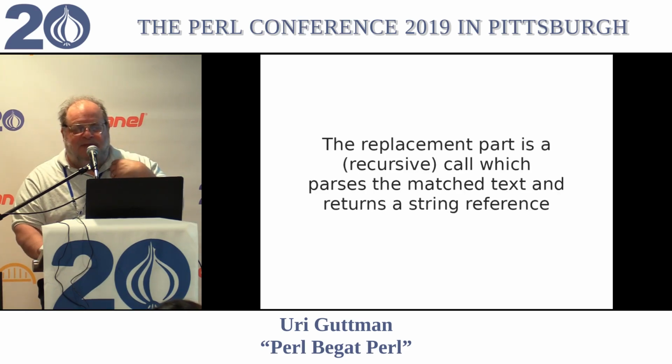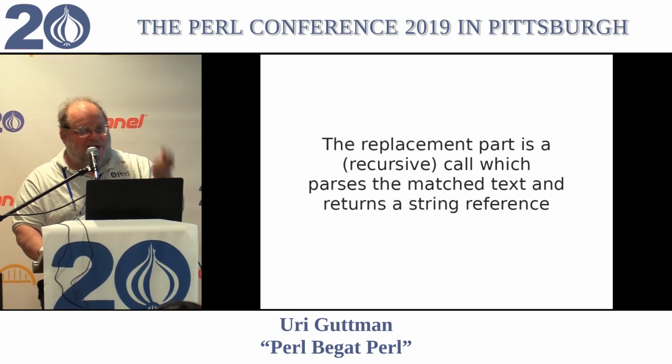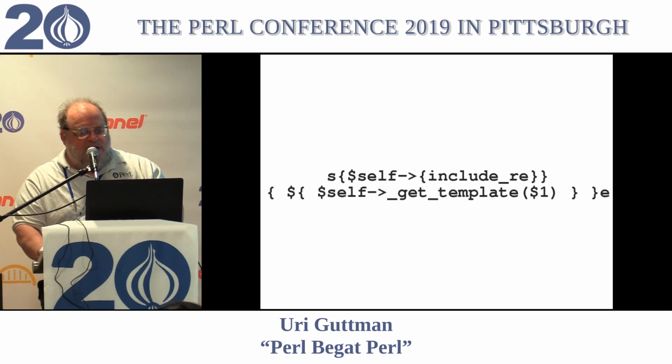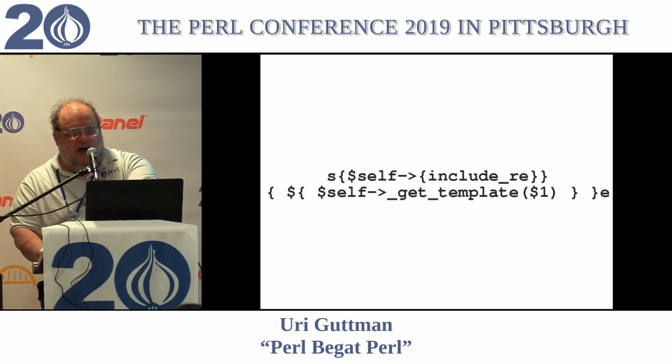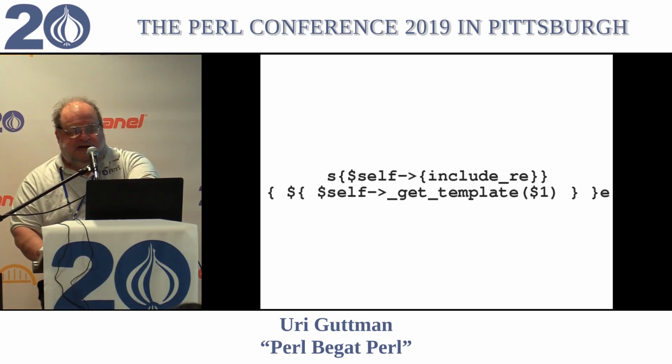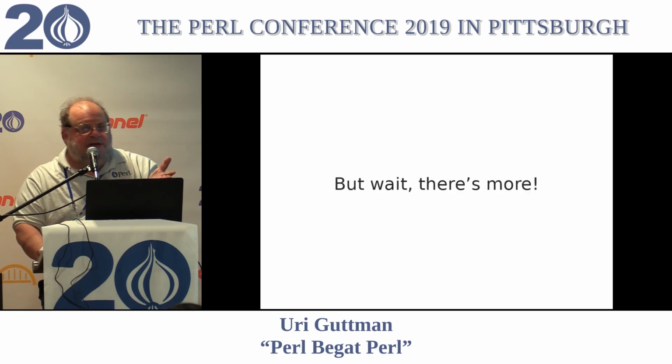But here's an example I use in Template::Simple. The replacement part in this expression is a recursive call, which is really fun. Which means that this eval is calling other evals below, which parses the matched text and returns a string reference. So the first line, basically, there's the regular expression, include RE, and I'm using braces as the delimiters. The bottom line is the actual return expression. I'm dereferencing the call to get template of $1, which is the part I just matched. And then I have the /e modifier at the end, which means that the whole thing here is just a Perl expression. But this is not string eval. This is block eval, basically.